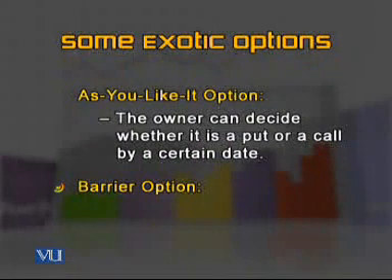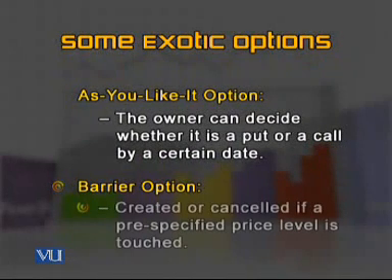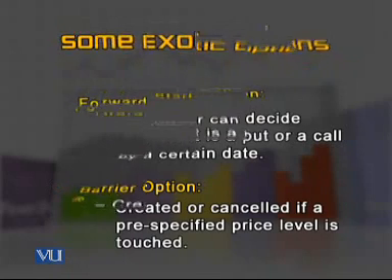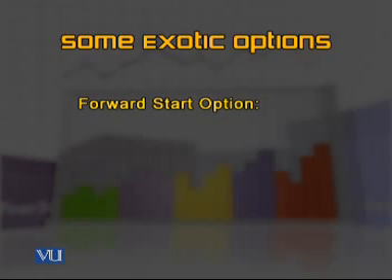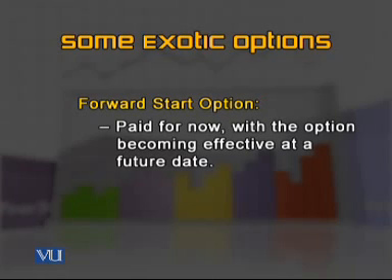Another option is called a barrier option, created or cancelled if a pre-specified price level is touched. Yet another option is a forward start option. You pay for it now, with the option becoming effective at a future date. I just talked about the forward start option, the barrier option, and the as-you-like-it option, in which you can change the characteristic of the option. A barrier option is one where the price level is touched, and a forward option is one where you pay now and settle it later.